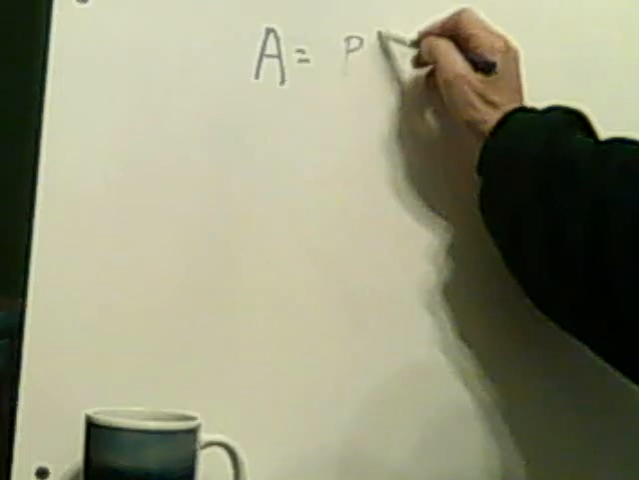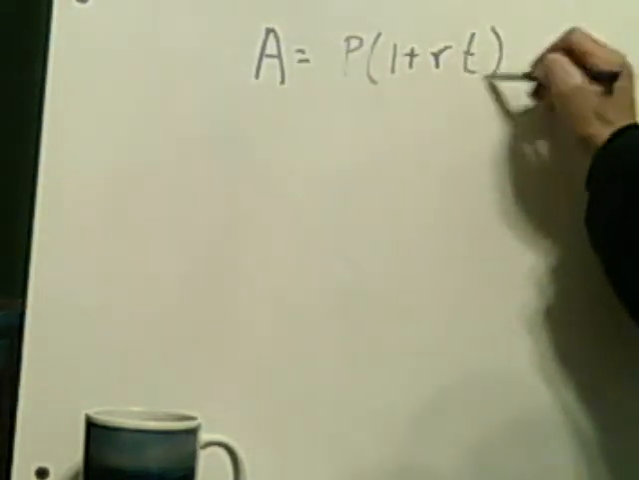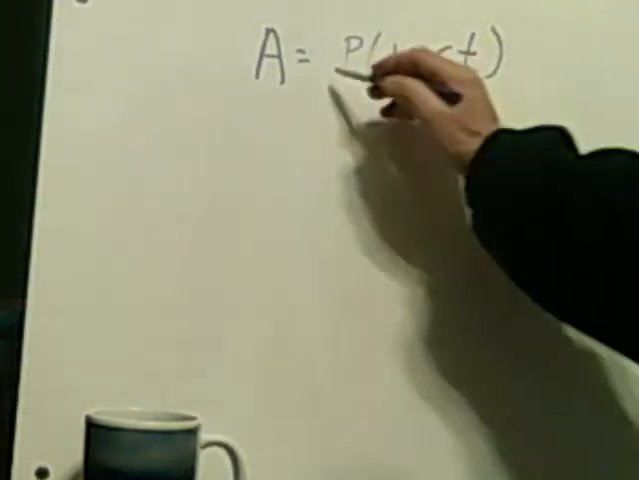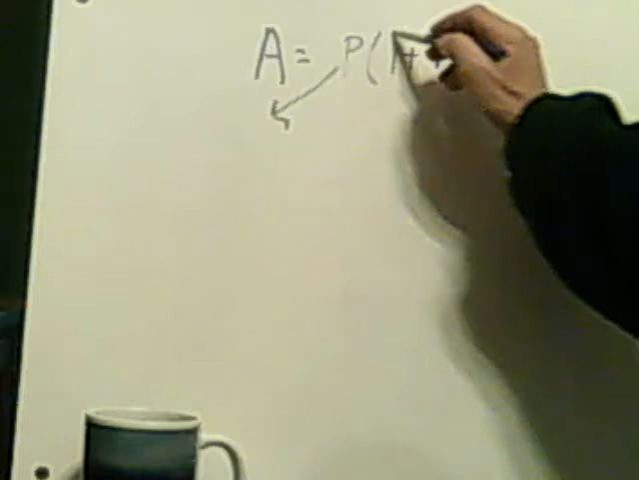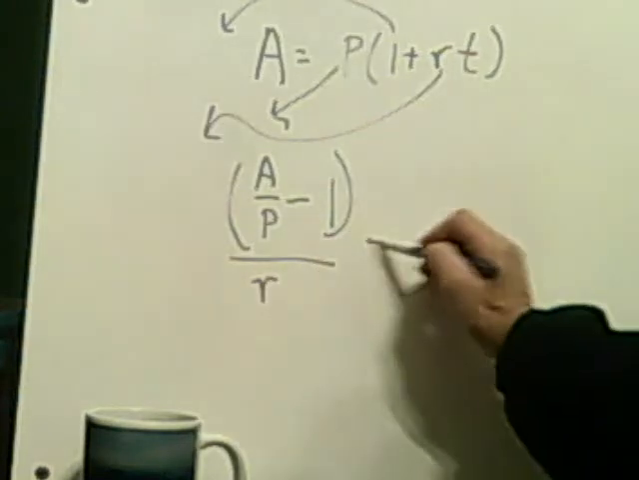Now let's look at number 12. A equals P times 1 plus R times T. Okay, they want you to solve for T. So we're going to move the P down to the other side. We're going to subtract off the 1. Then we're going to put the R down to the other side. That might be a lot to do all at once, but we can do it. Take the A, divide by the P, subtract the 1, divide by the R. That's going to equal the T.